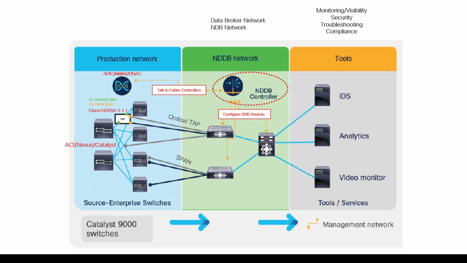Instead, all of this is done centrally through the Nexus dashboard data broker controller, and the controller configures the ports on the production network that will act as a source of traffic to be sent to the Nexus data broker network. In other words, the controller can configure production fabric span ports or tap ports on the Nexus 3550F L1 tap switch as source ports of traffic that we want to capture without directly manipulating the configuration of the production fabric.